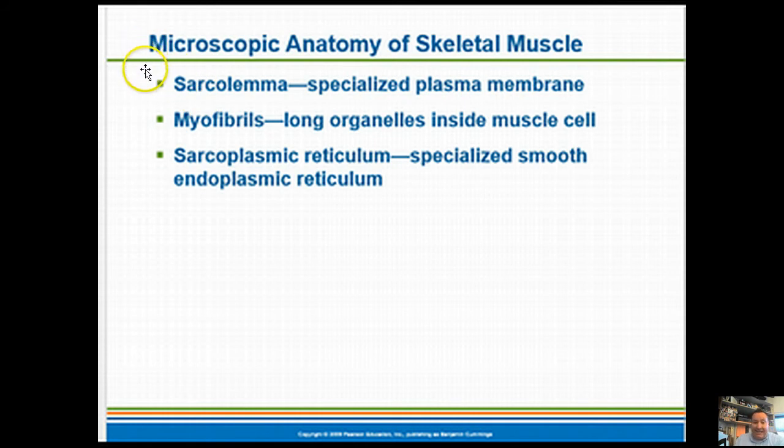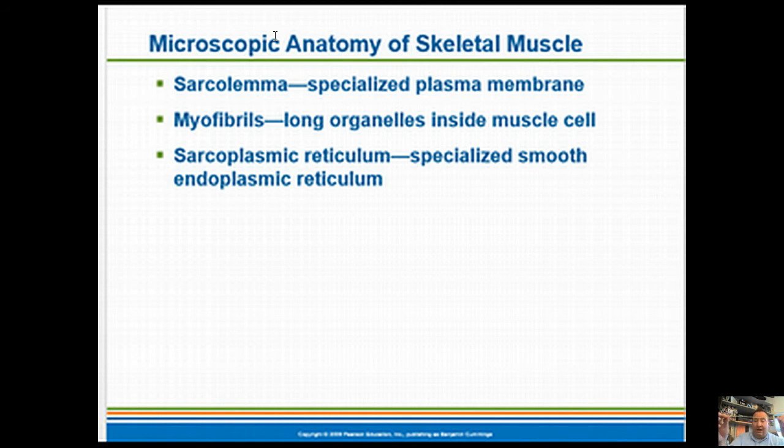When I take a look at the microscopic anatomy of the skeletal muscle, remember the membrane that surrounds the skeletal muscle, this individual muscle fiber itself, is called the sarcolemma. If I peel the sarcolemma back even further and look inside this individual muscle fiber, I'm going to see a whole bunch of structures called myofibrils. And inside this individual muscle fiber as well, I'm going to find a whole bunch of unique organelles that are associated with the skeletal muscle.